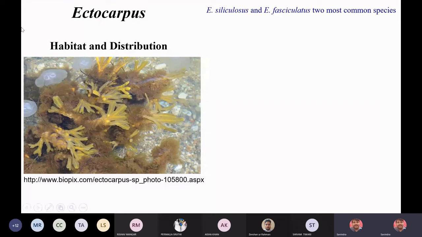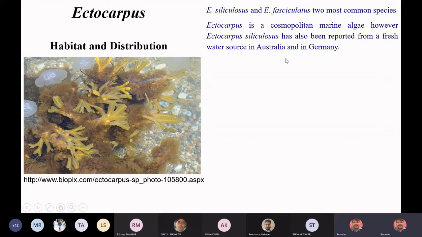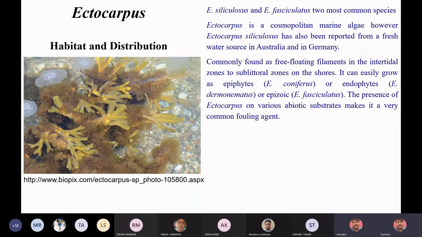One of the most common species is Ectocarpus. What's the name of the species? You can see it on your screen. Ectocarpus siliculosus. It's a cosmopolitan marine alga, commonly found as free-floating filaments in the intertidal zone to the sublittoral zone on the shore. It can easily grow as an epiphyte or endophyte.